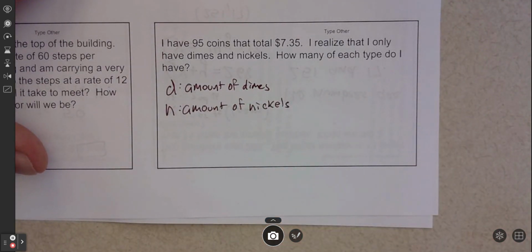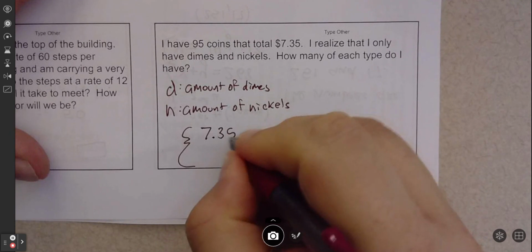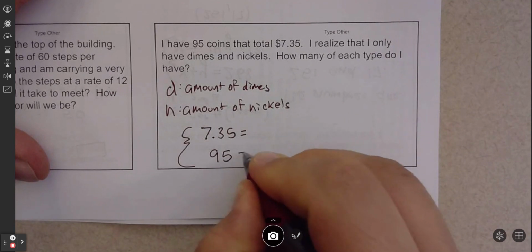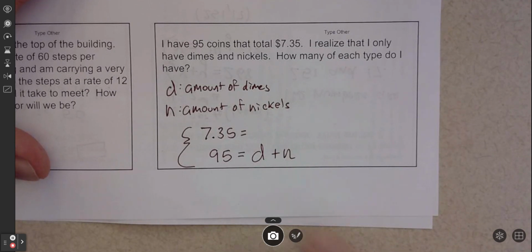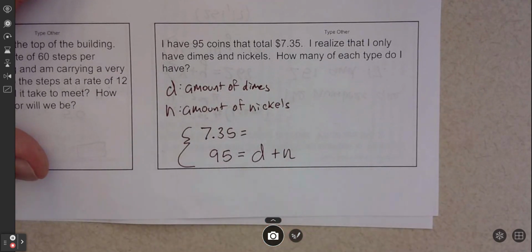Can someone give me one of the two equations? 7.35 equals. I have a different equation. Sure. I did 95 equals D plus N. Okay, we have 95 coins. So this is just the number of coins we have. I don't care how much the coins cost. This is just how many coins I have.